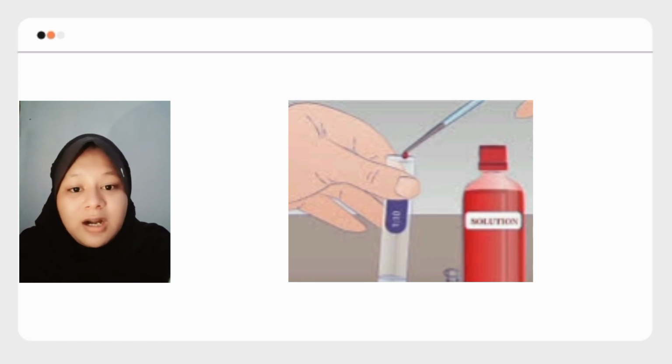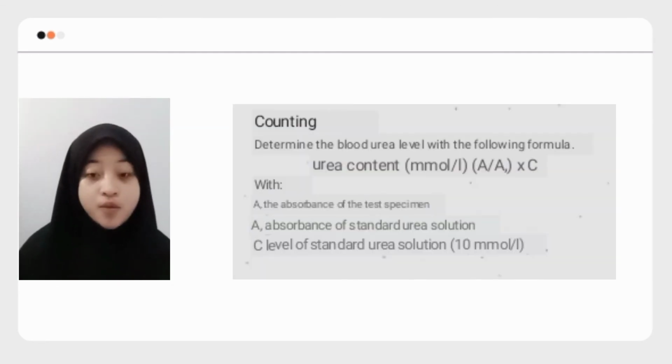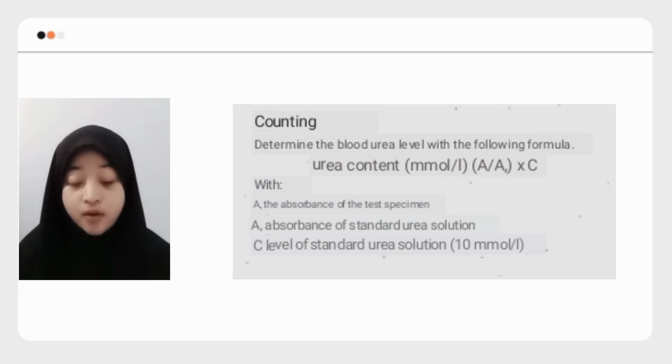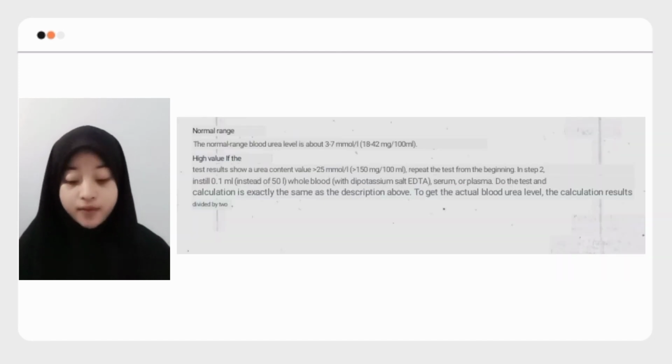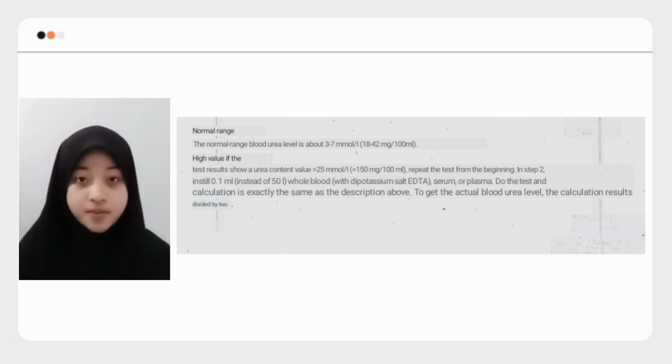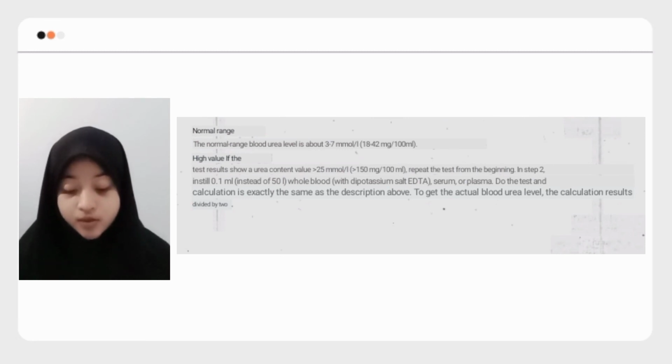E. Discard the solution R, rinse the cuvette with the patient solution, add the patient solution into the cuvette, and insert it into the colorimeter. Result calculation: determine the blood urea level with the following formula. Urea content in mmol/L equals IP divided by IR, times the standard level of urea solution in mmol/L, where IP is the absorbance of the test specimen and IR is the absorbance of the standard urea solution. The formula above is used if you ask for conventional units.